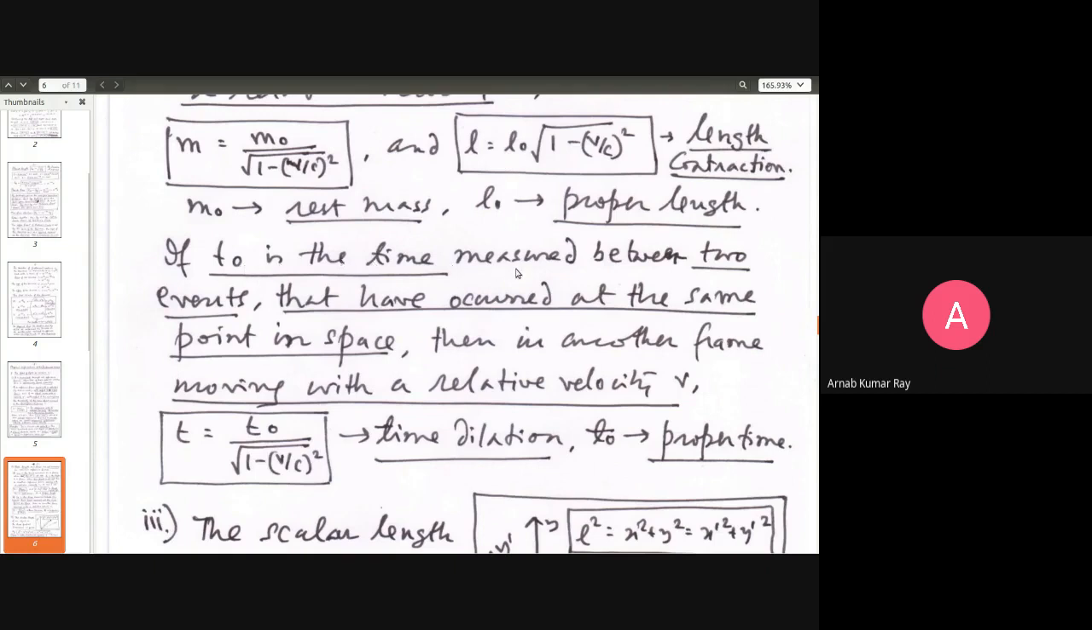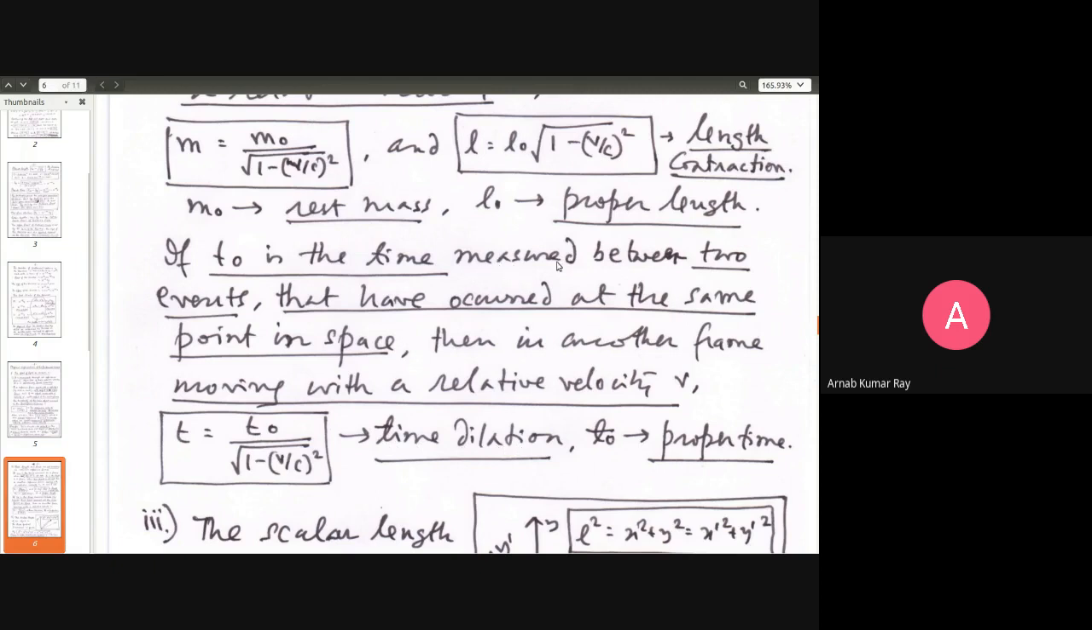T naught is the time measured between two events that have occurred at the same point in space. This is a particularly important thing, that they have occurred at the same point in space. Then in another frame moving with a relative velocity v, T will have just exactly this formula. Whatever I have discussed for mass, the value of mass increases. Similarly, the value of time increases. This feature is known as time dilation. Let us have a little detailed discussion on this point.